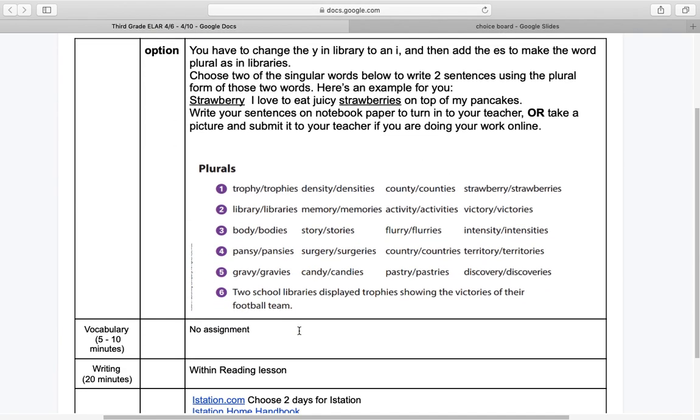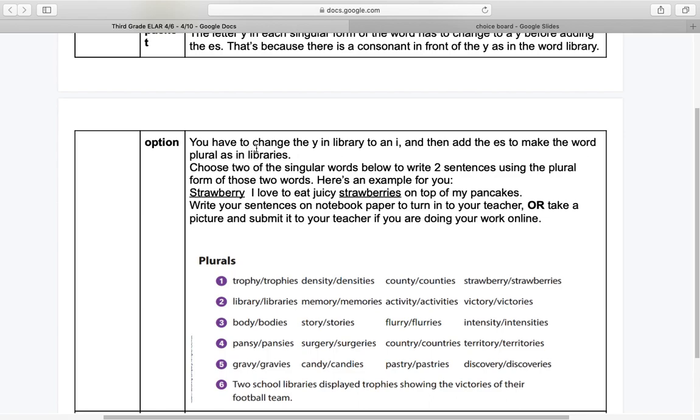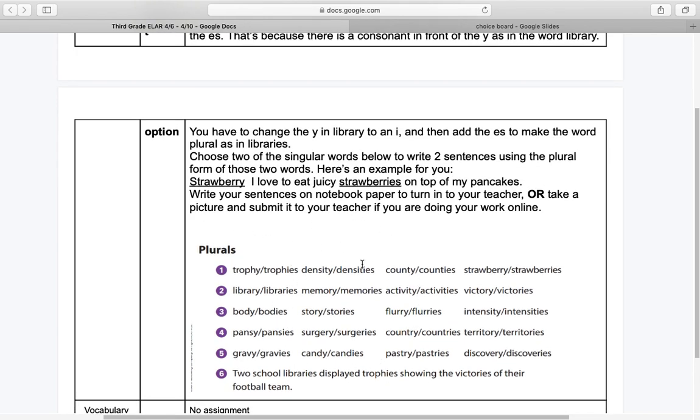Okay? All right. So our activity, guys, is you have to change the Y. Choose two of the singular words below to write two sentences using the plural form of these two words. Here's an example. Let's say that I chose the word strawberry. My sentence would be, I love to eat juicy strawberries on top of my pancakes. So we're using the plural form. It says write your sentences on notebook paper and turn it in to your teacher, or take a picture and submit it to your teacher if you are doing your work online. Okay? So how many of these do y'all pick? You're going to pick two, but you're going to pick the plural form to write in the sentence, okay?